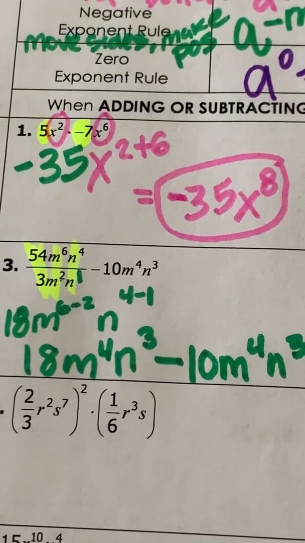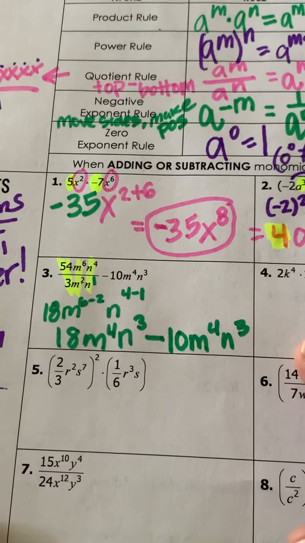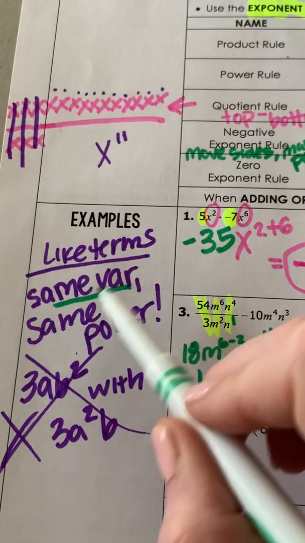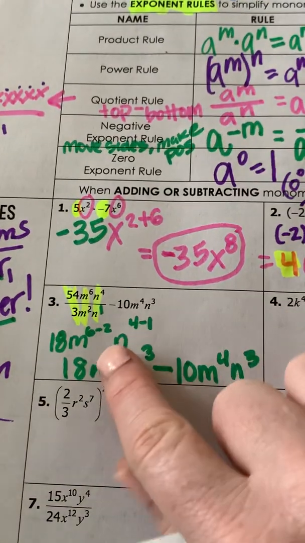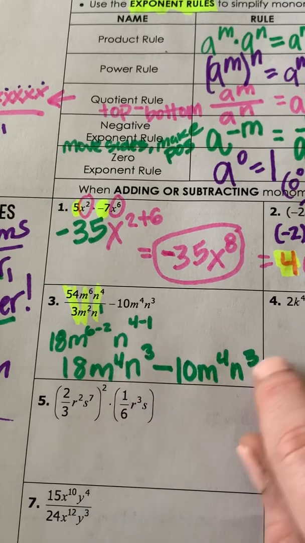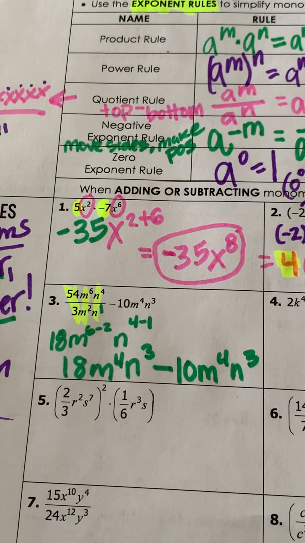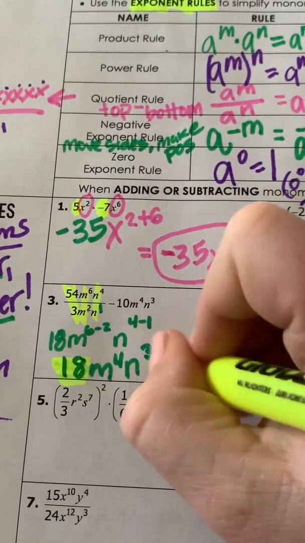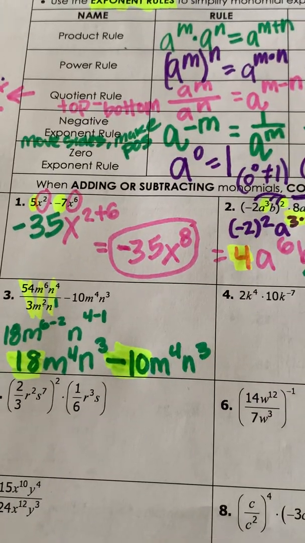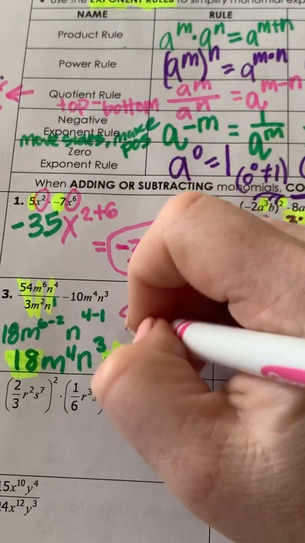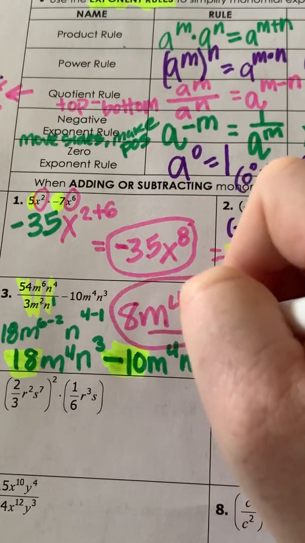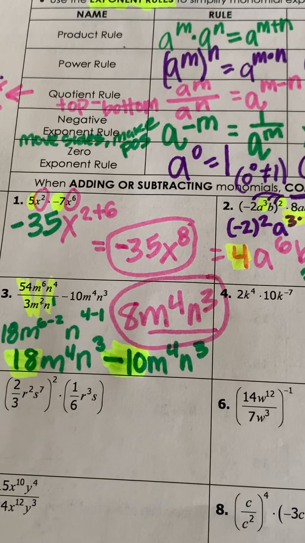Okay, and let me ask you, can we do that? Can we actually subtract there? Well, remember, like terms have to have the same variables with the same exact power. And since m to the 4th is the same and n to the 3rd is the same, we can. Okay, so let's say m to the 4th n to the 3rd is just like a chocolate bar. If I had 18 chocolate bars and I ate 10 of them, how many would I have left? I'd have 8 chocolate bars. Okay, so 8, and I still have the same chocolate bars, okay? M to the 4th, n to the 3rd does not change. That stays the same.